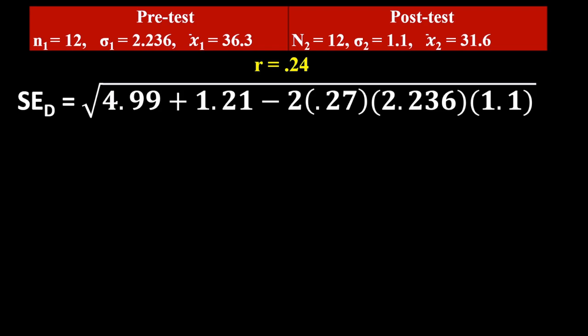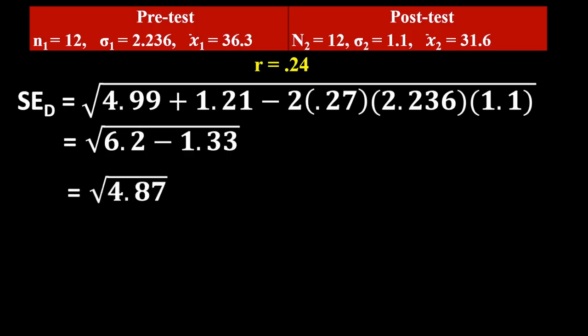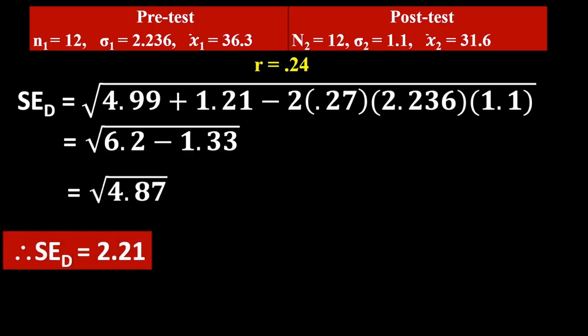4.99 is sigma 1 square, 1.21 is sigma 2 square, minus 2.27 is the correlation coefficient, 2.236 is sigma 1, and 1.1 is sigma 2. By solving it, we will get under root 4.87, that is 2.21. It means SED, standard error of difference between means, is 2.21.